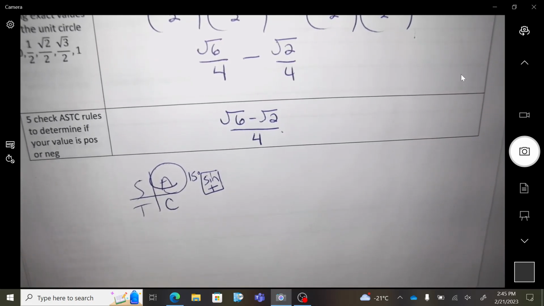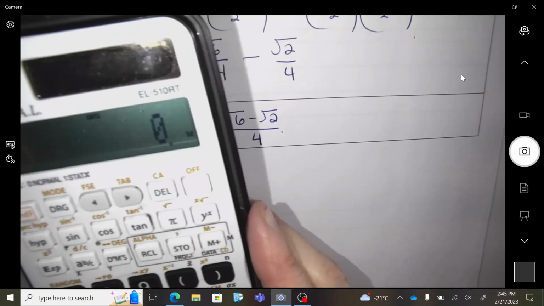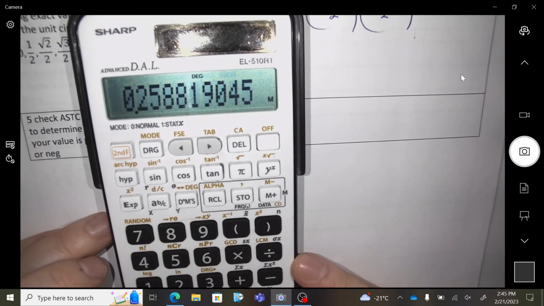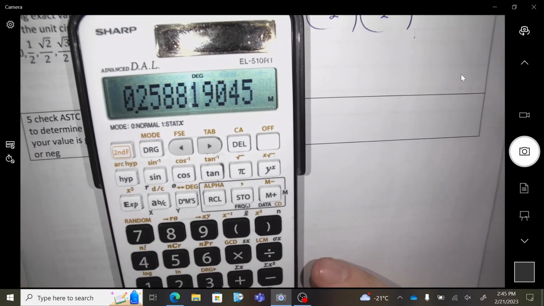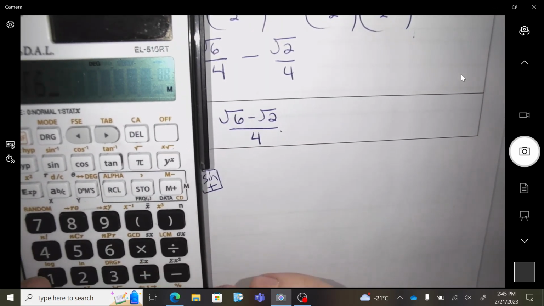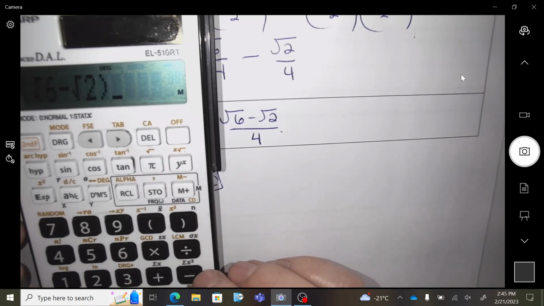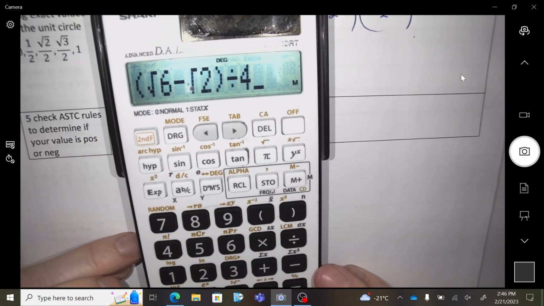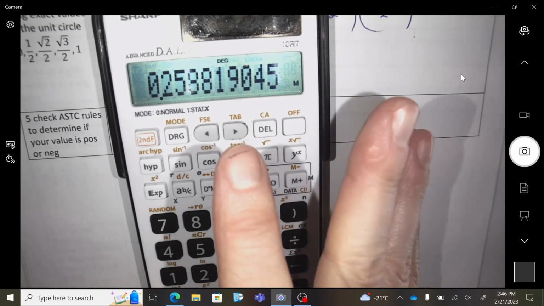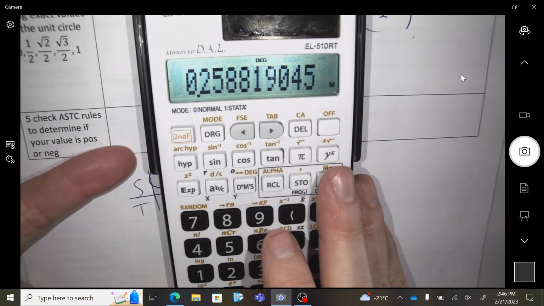I'm going to do something you're never going to do, ever, but I'm going to show you. What is the sine of 15? 0.2588. Okay, got that value in your head? What is the square root of 6 minus the square root of 2, divided by 4? You ready? 0.2588. That is what we just did. But you're not allowed to use your calculator, and if you ever gave me a decimal answer, you would get 0 points.